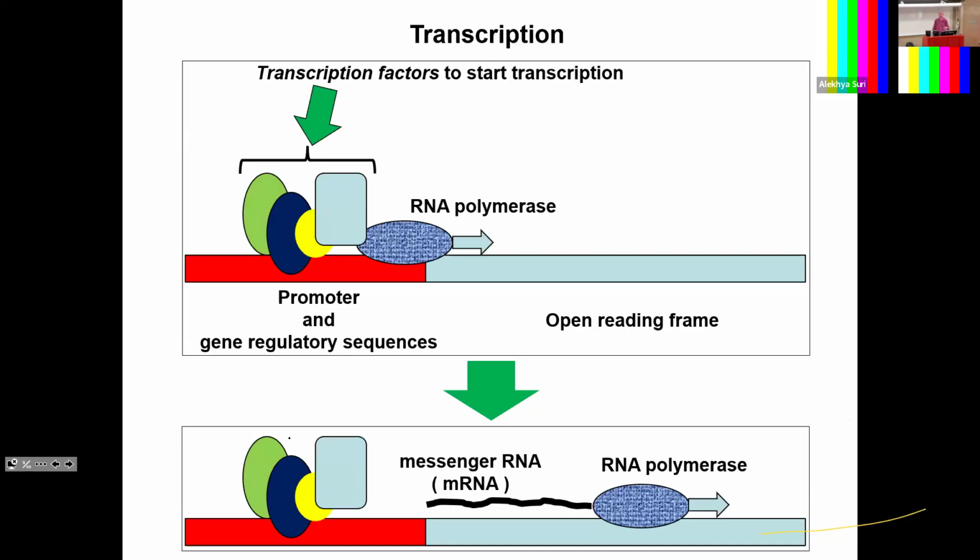Promoter and gene regulatory sequences just tell whether the gene has to be turned on or off. Usually with transcription factors, the RNA polymerase is already there, and there is a little switch to get the RNA polymerase moving. This could be, for example, a phosphorylation step. Then it will move along the DNA and form the RNA strand. This is called transcription.